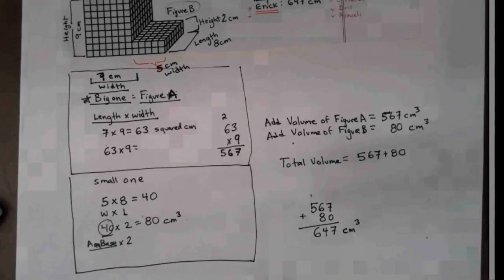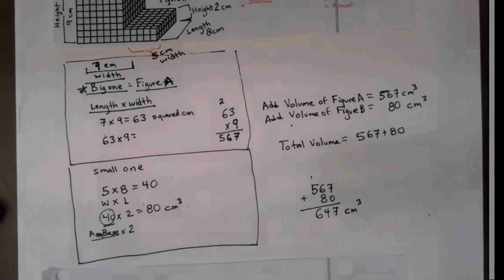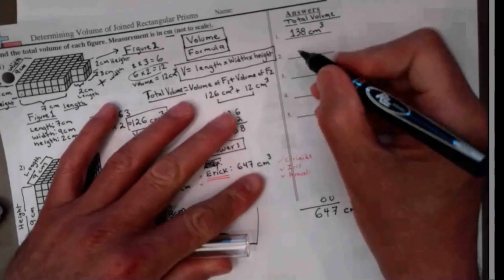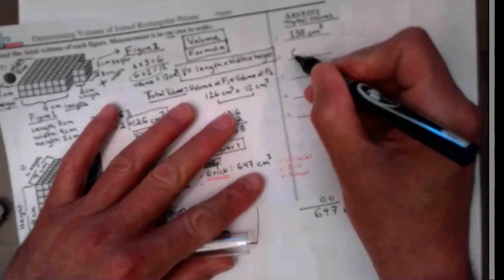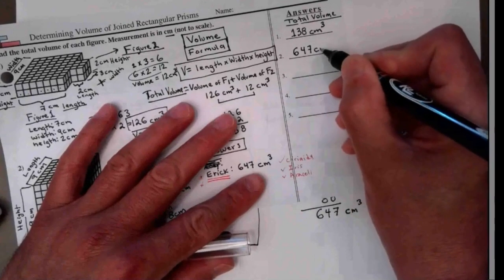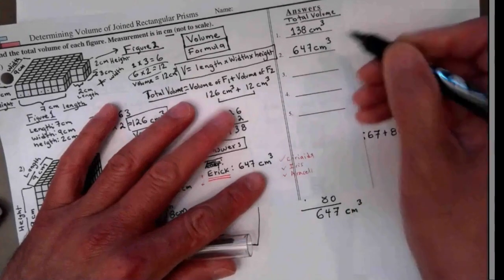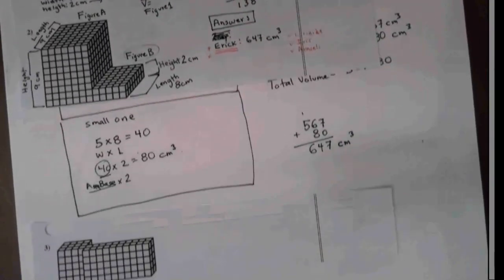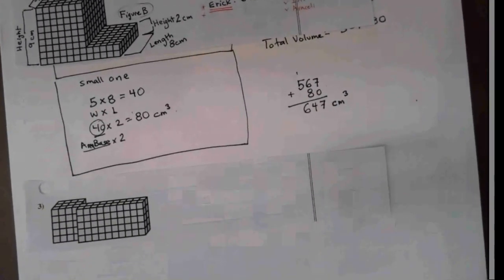All right, so here we go. So now wait, you see that 647? I have to put it up here, right? So put it right here where the answers are. 647. Okay, I'm going to scoot the paper over here.